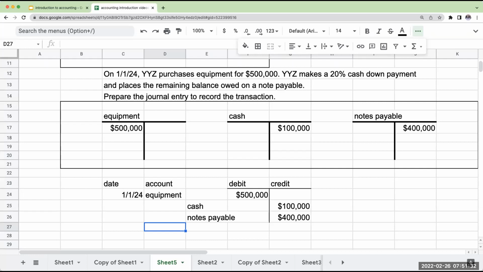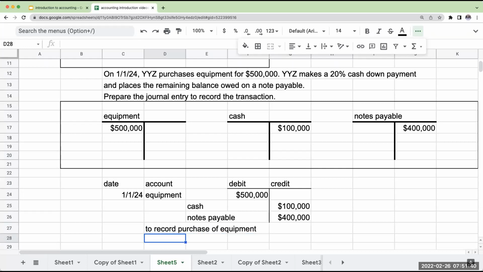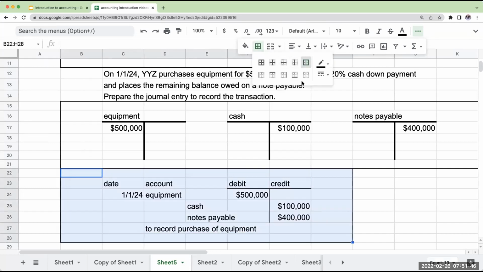So right over here, I'm going to basically say to record purchase of equipment. Okay, that's all you need to say. Now, remember, why do we want to make sure that our journal entries are so important? Because when we're at a company and we write out a journal entry, if I'm a staff accountant, who's going to be reviewing it? Well, my supervisor will be reviewing it, possibly the CFO.